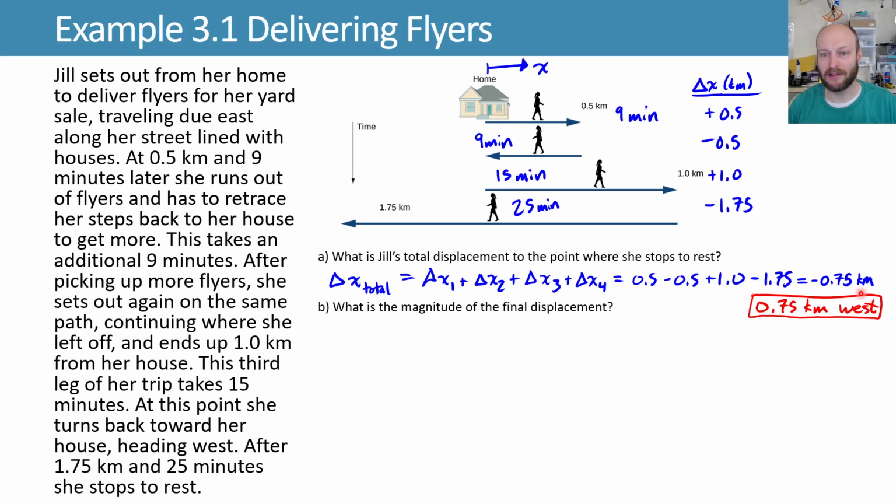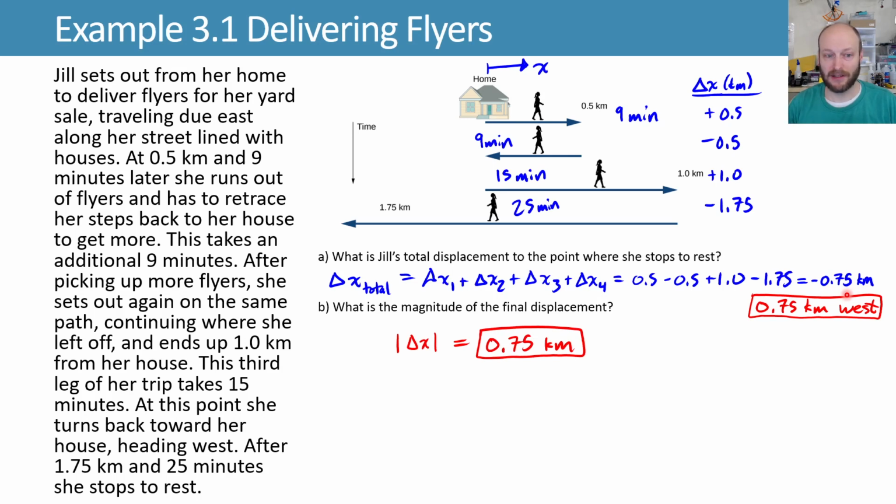All right, what's the magnitude of the final displacement? Well, magnitude doesn't care about the positives or negatives. It just cares about the magnitude, how big this number is. So you take the absolute value and you get 0.75 kilometers.